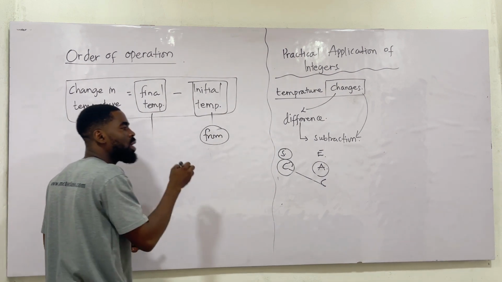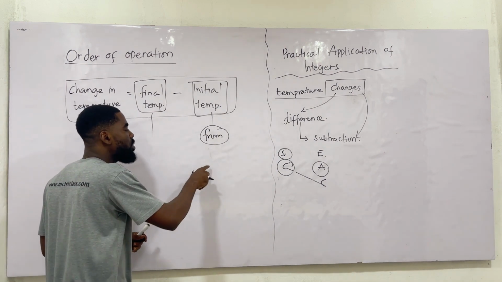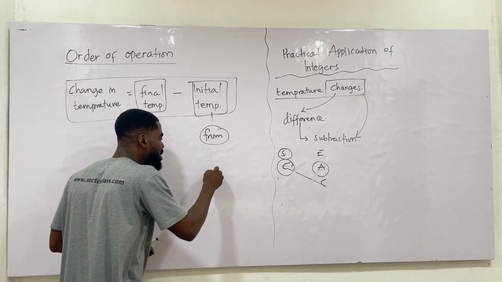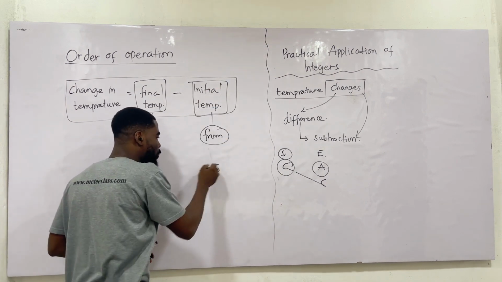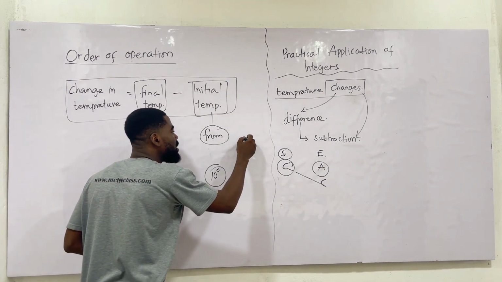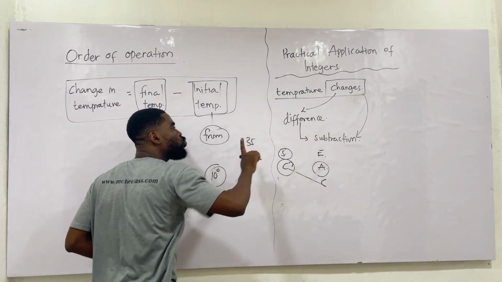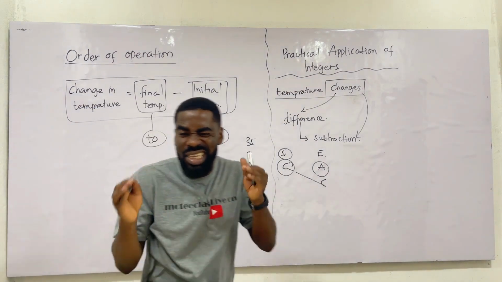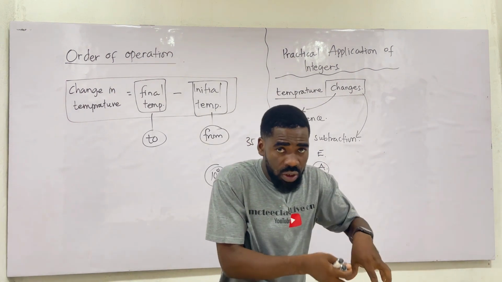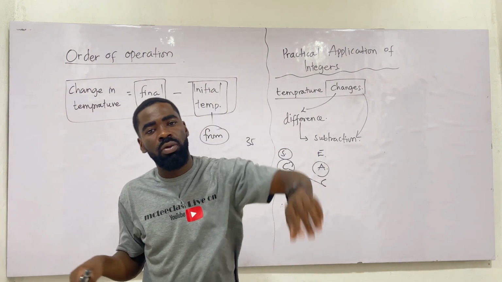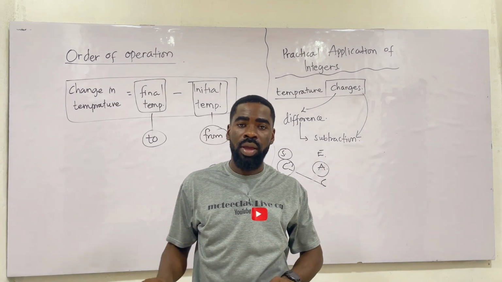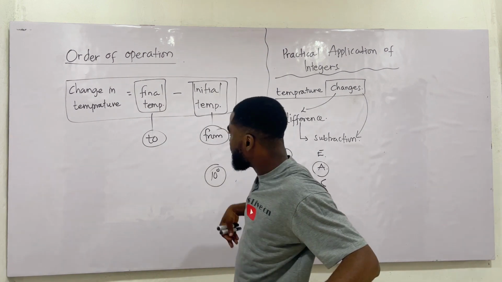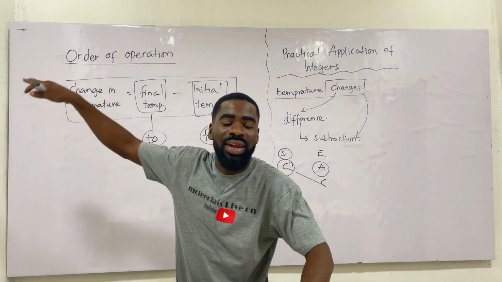You read a question: the temperature rises from, somebody recorded a temperature in the morning, and the temperature in the morning was maybe 10 degrees. In the afternoon, from 10 degrees it went to, let's say, 35 degrees. The word to tells you that we are at the final. So when you read a question, that's how you know. From, that's your initial. To, that is your final. This is how you're able to know.